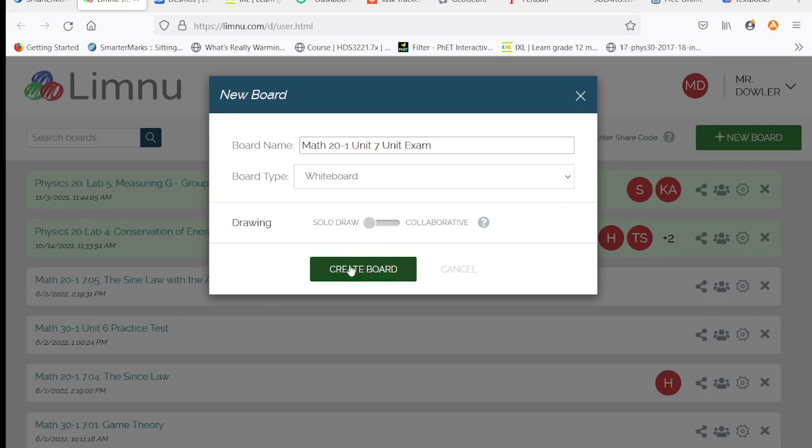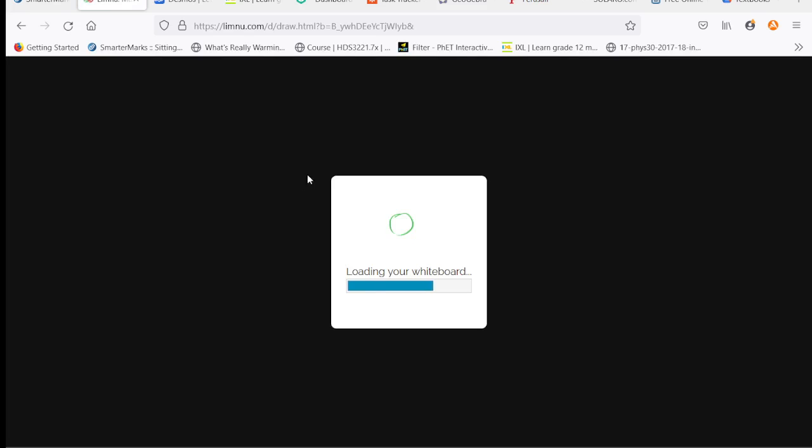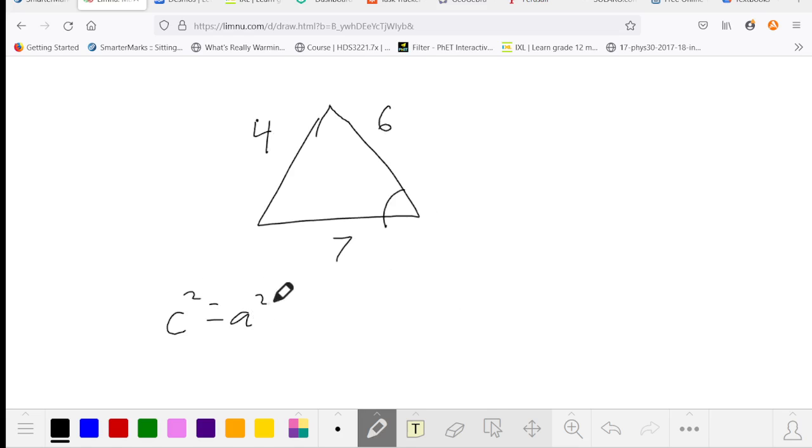Okay, sorry, let's get the whiteboard up and running here. So, not to scale, but we have a triangle. We've got 4, 6, and 7 centimeters. That's the angle we're looking for. We have c squared equals a squared plus b squared minus 2ab cosine c. Angle c would be the one that we're looking for, so side c has to be the 4 centimeter side.